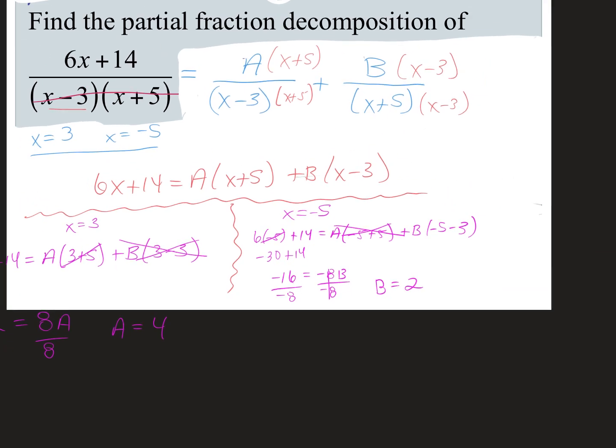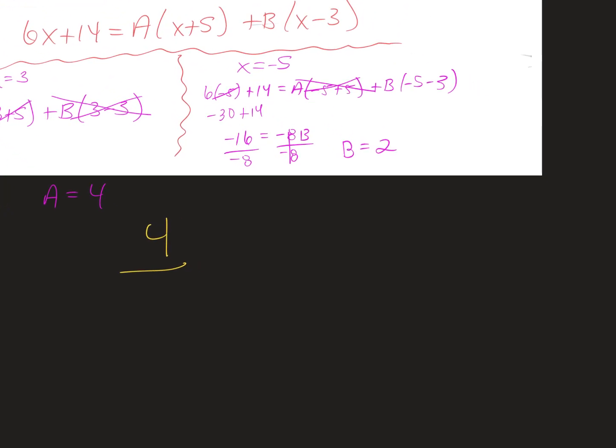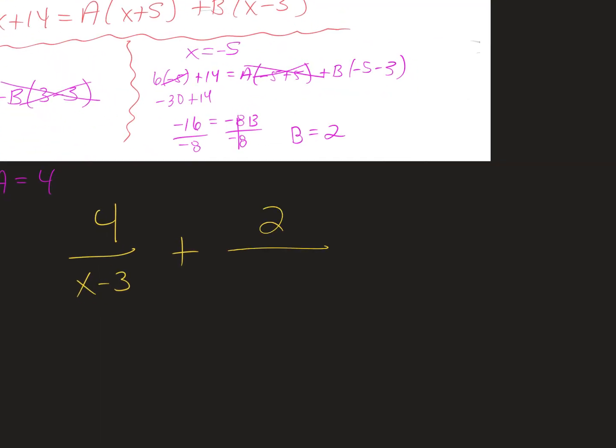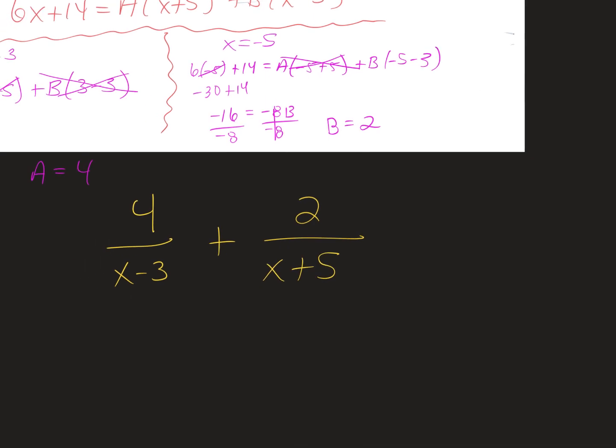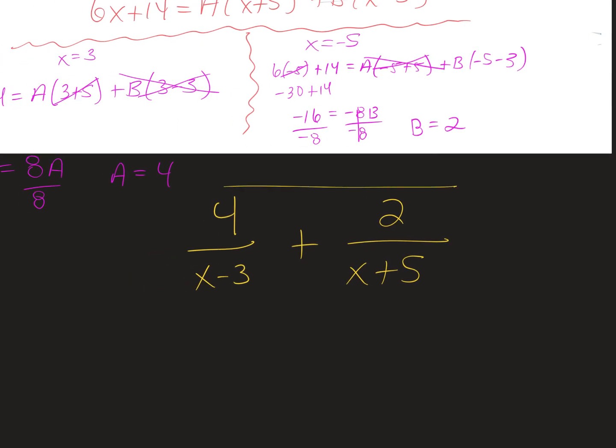So you're going to go back to your original. Instead of a, you're going to write the number 4, right? Over, what was the denominator you had with a? X minus 3. Plus, my b term was 2. What's the denominator you had with b? X plus 5. Now, if you wrote your x plus 5 first and x minus 3 second, that's fine. You just would have had 2 over x plus 5 plus 4 over x minus 3. That is your answer. This is your partial fraction decomposition.